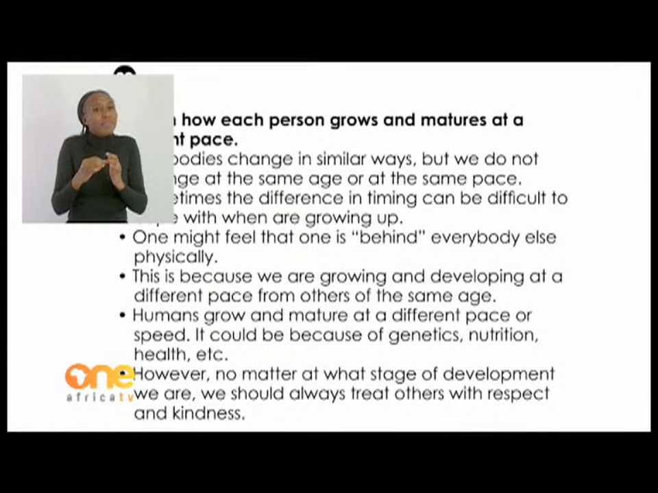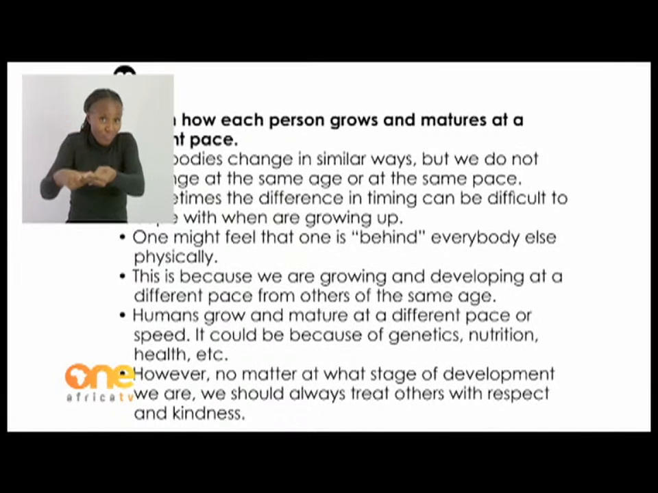Humans grow and mature at a different pace or speed. We have just explained that. And it could be because of different reasons. Now we have to understand why some people grow fast or why some grow more slowly than anybody else. Why some teachers who have the same age as other teachers are looking younger than the other teachers. These can be some of the reasons. It can be the genetics. This is something that we are born with.